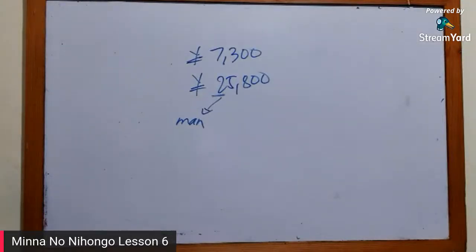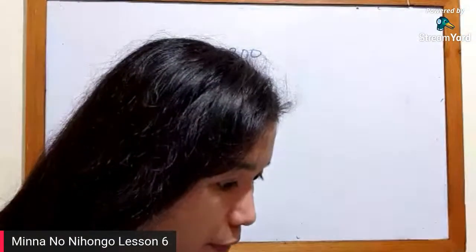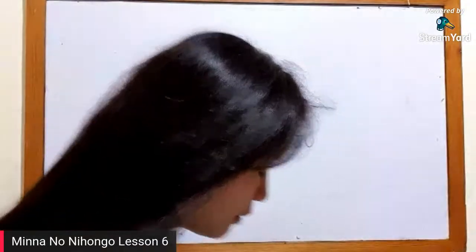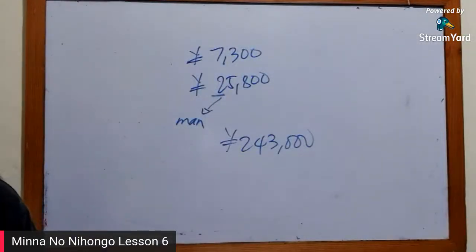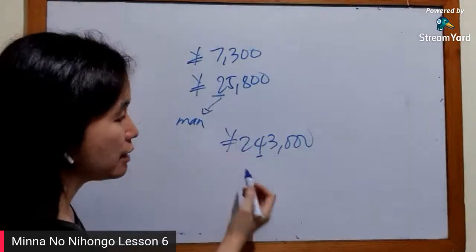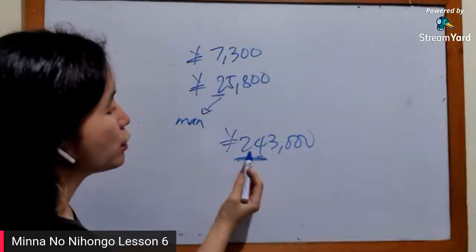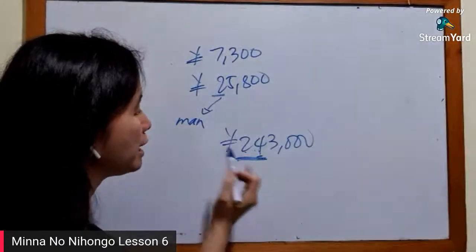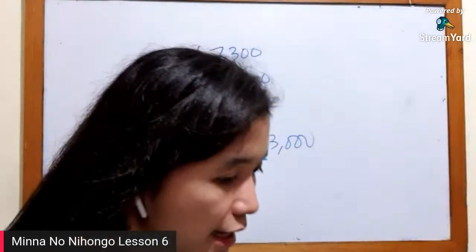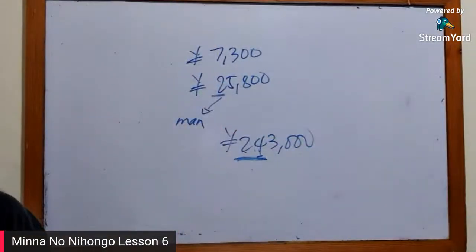Okay, so next. We have Nijuu Yonman Sanzen. So again, in counting, from the 5th digit, you say man. So this one is both man. So Nijuu Yon, 24. Nijuu Yonman. And then go to sen. So Sanzen. So number 3 is special. It will become zen. So again, the answer is Nijuu Yonman Sanzen.